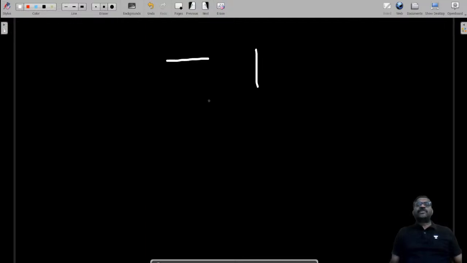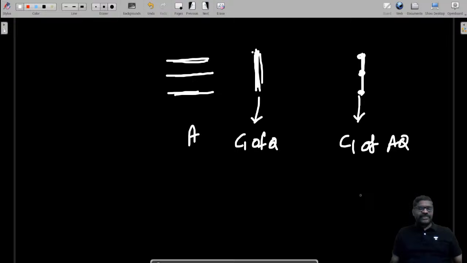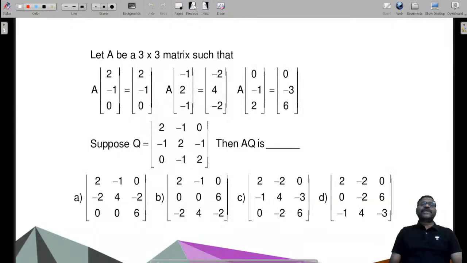First row of A with first column of Q, result is 1 element. Second row with first column, 2 element. Third row with first column, 3 element. That means you are getting first column of AQ. So matrix A multiplied with first column of Q is first column of AQ. Catch my point? So same logic we are going to apply here.